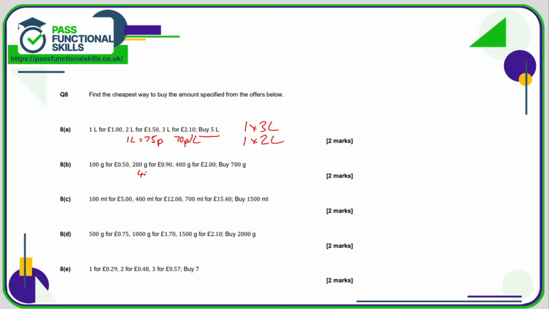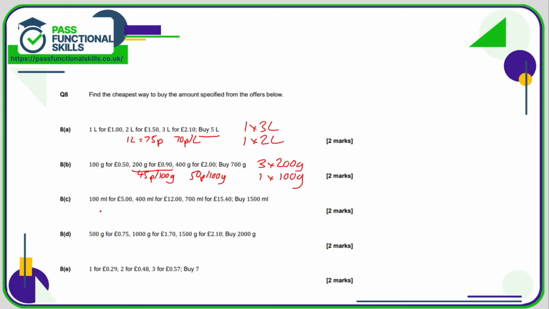For B, we're going to work out the price per 100 grams, so 50p per 100 grams. This is going to be 45 pence per 100 grams, and this is going to be £2 divided by 4, which is 50 pence per 100 grams. So the best value is the 200 grams for 90p. So if I want 700 grams, then that is going to be 3 times the 200 grams. That takes me to 600. So I'll also need 1 times the 100 gram.